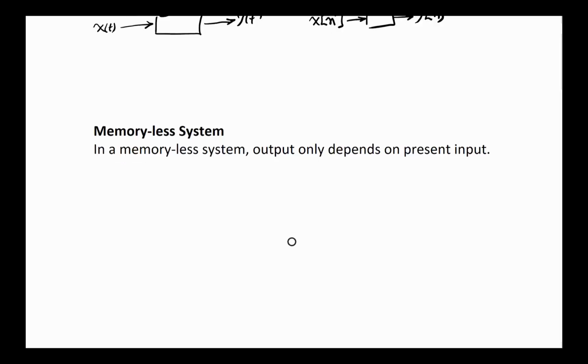So let's go ahead and start with the definition of a memoryless system. That's property number 1 that we're going to cover here. In a memoryless system, output only depends on present input. So what are the simplest systems you could have? Well, the simplest system, of course, would be y of n or y of t equals x of n. The output only depends on present input.